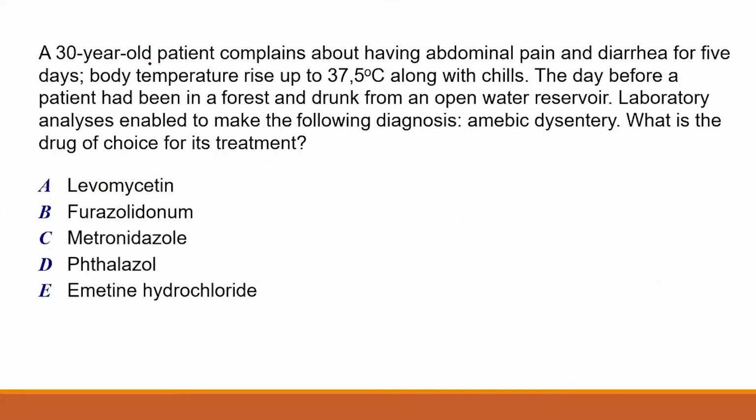So we have a 30-year-old patient complaining about abdominal pain and diarrhea for 5 days. So there's abdominal pain and there's diarrhea. Temperature is 37.5 degrees Celsius along with chills. So over here, you are thinking of a problem with the what? With the intestine. So you're thinking of enteritis or gastroenteritis.